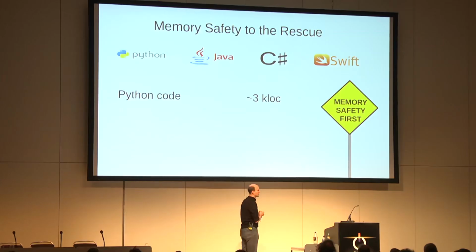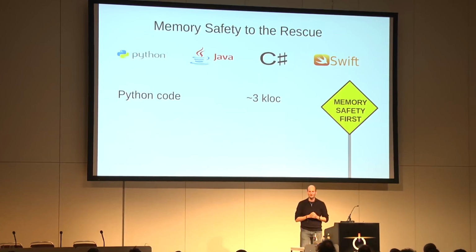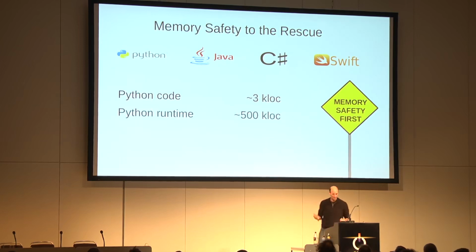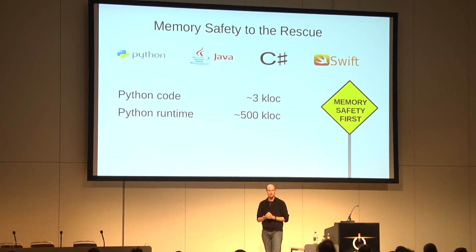Let's look at the Dropbox uploader for your files. It's written in 3K, 3,000 lines of Python code. Completely memory safe. Everything is good, right? There's no way you can exploit that code. But imagine, to run these 3,000 lines of Python code, what do you need on top of that? Well, for one, there's the Python runtime. 500,000 lines of code. It's written in C. And again, we have all the memory corruption vulnerabilities.